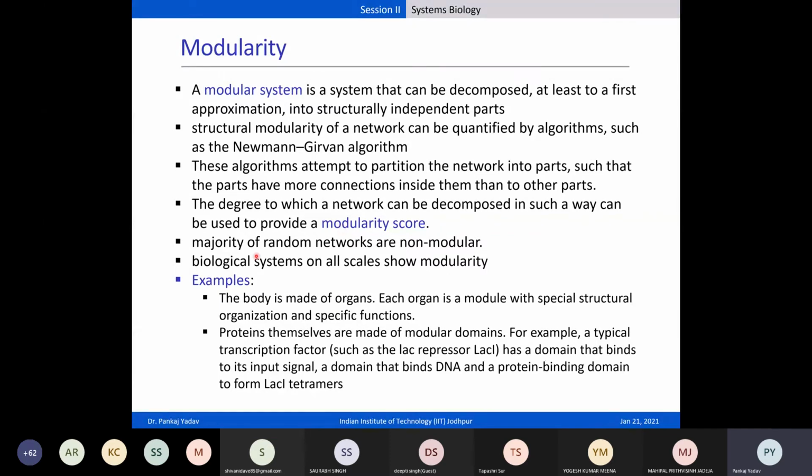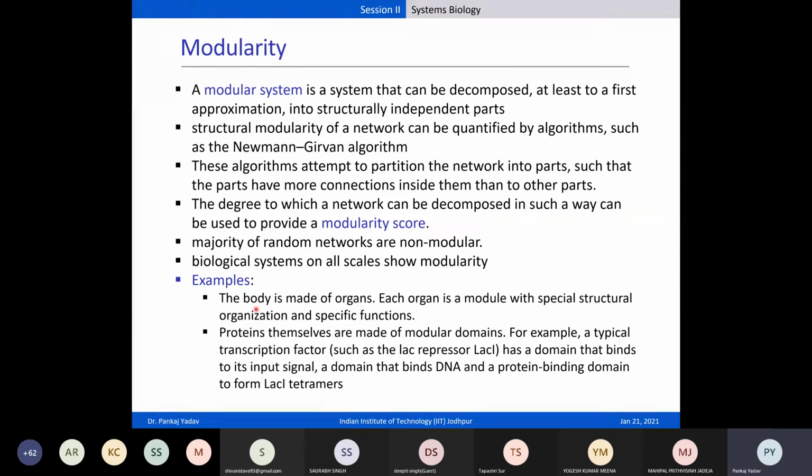And most importantly, if you think about this, is it possible that random networks will be modular or non-modular? Of course, in random networks we will not see much modularity. They will be mostly non-modular. And in the context of biological networks, or even biological systems, you will see at each scale that there is high modularity. So let's take some examples from biology where you see this modularity.